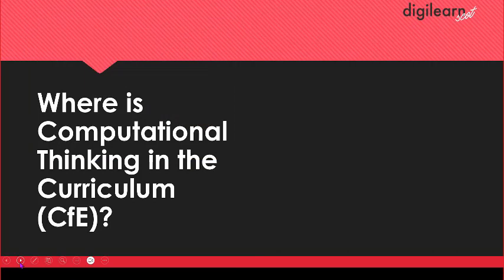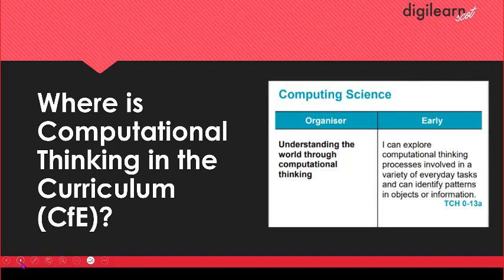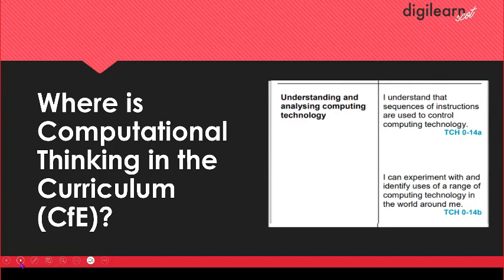So where is computational thinking in our curriculum, within Curriculum for Excellence? Within the technologies curriculum, there are 4 experience and outcomes for computing science, and that is split into 3 organisers. We've touched on the first one, all about logical problem solving. The second one, understanding and analysing computing technology, is all about how computing science works in the world around us. You know, where are the computers? What is a computer? What's inside the machine? What makes things work?